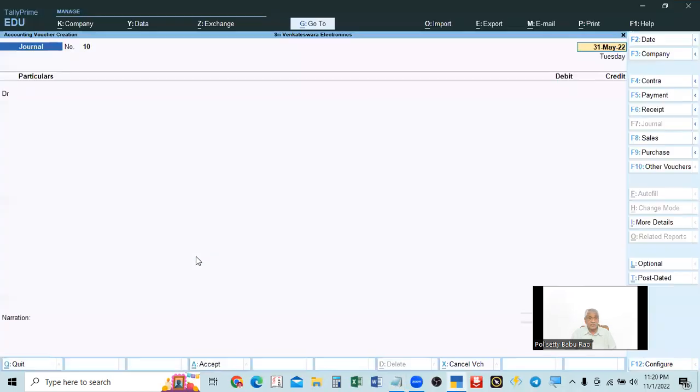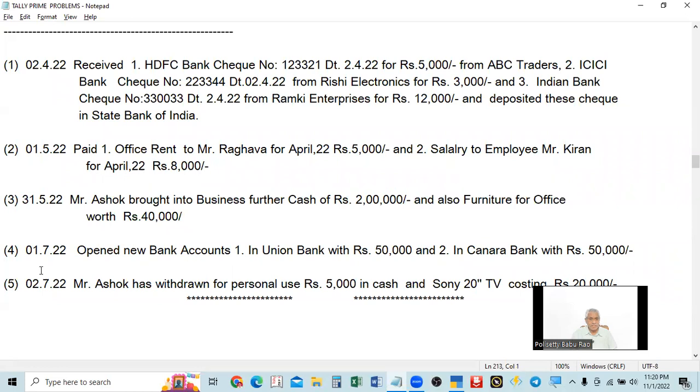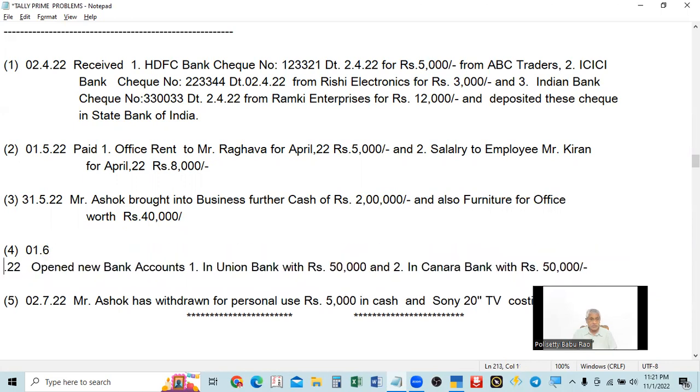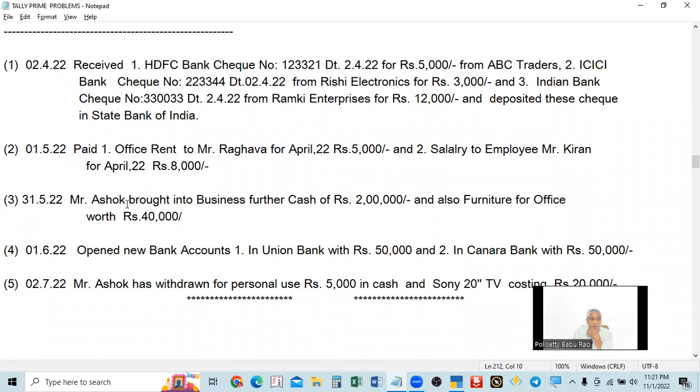Next, 1/7/22, 1st July. 1st July, I can take it as 1st June, sorry. We'll take it as 1st June. So 1st June, what he said, Ashok brought into business. The first one is 1st June, opened new bank accounts, 2 bank accounts he opened. When the bank account is opened, we will pay cash into the bank and we will open the account. So it is to be entered in the contra voucher.